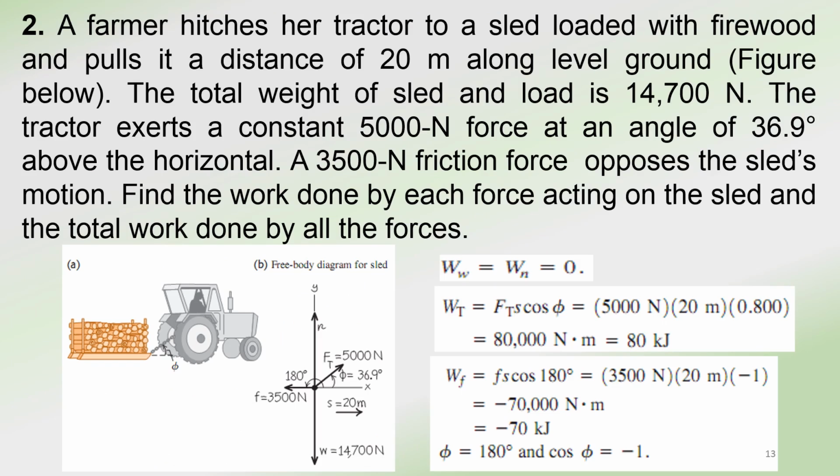Question number 2. A farmer hitches a tractor to a sled loaded with firewood and pulls it a distance of 20 meters along level ground, as shown in this diagram. And here to say a farmer hitches means a farmer connects. To hitch means to connect, to attach a tractor, this front part, to a sled, this back part, which is used to carry objects.